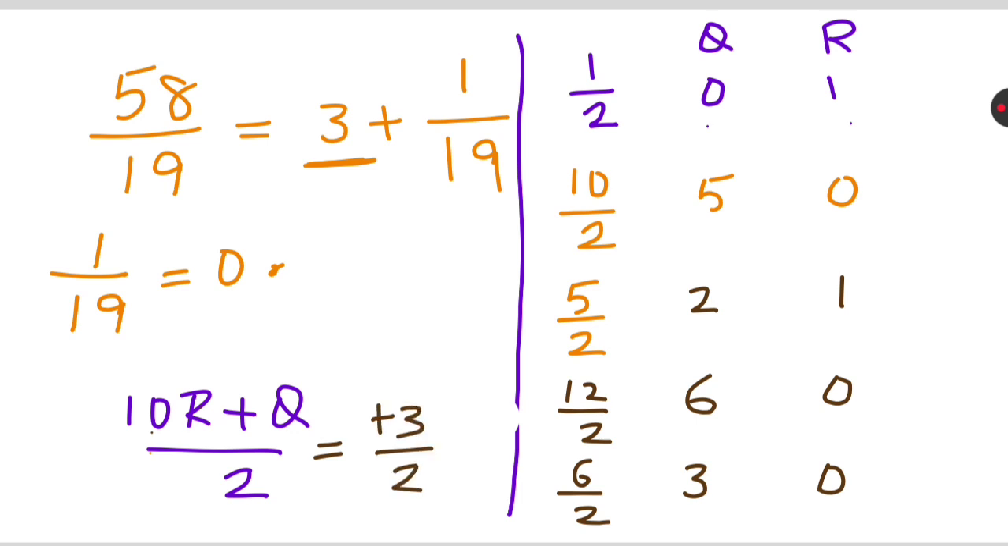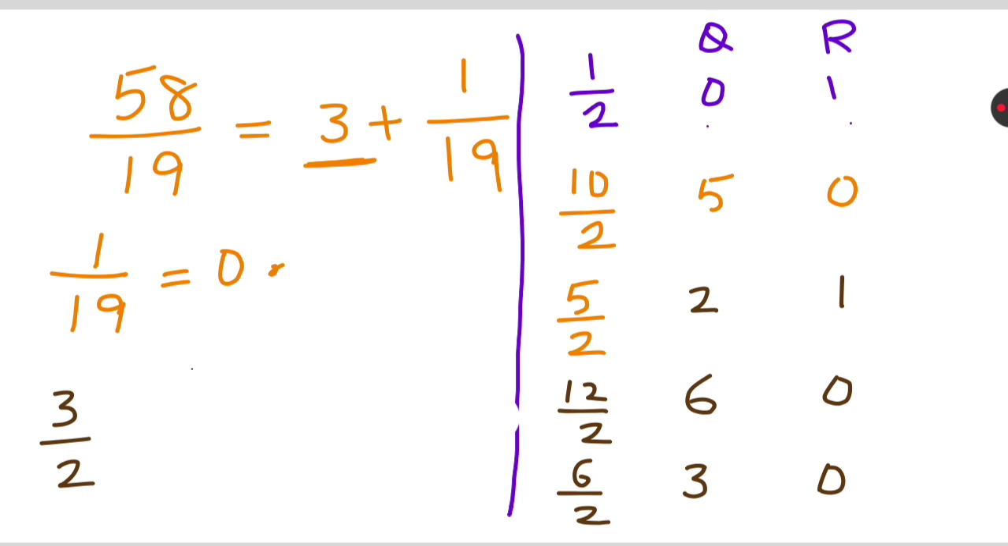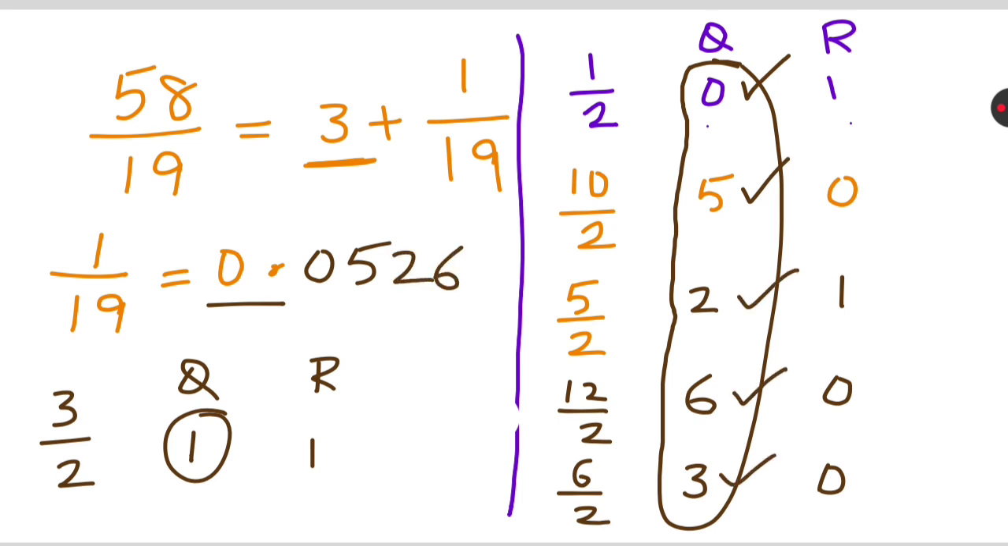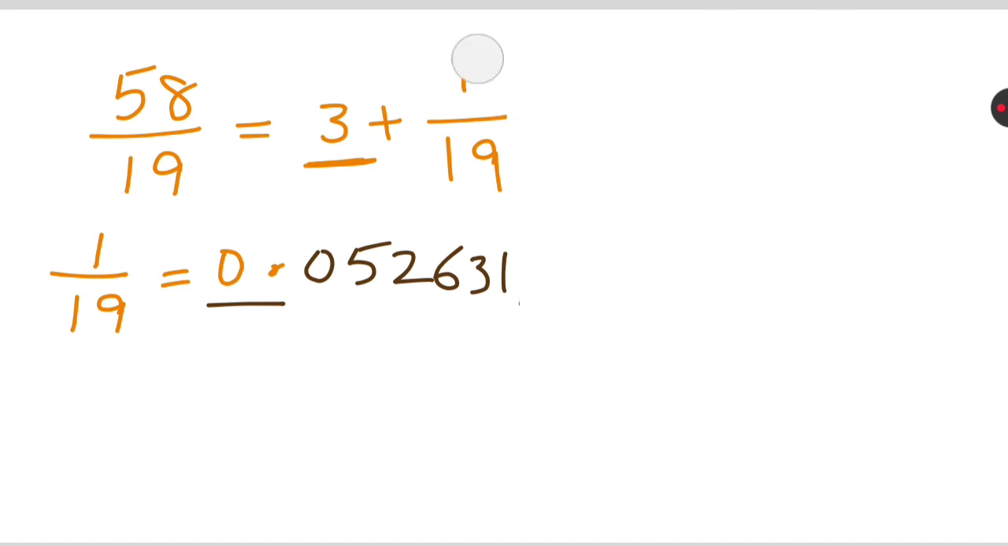So the next step is 3 over 2. So you have to take 3 over 2. When you do 3 over 2, the coefficient is 1, since 2 ones are 2. Then the remainder is 1. Almost we got 6 digits. 1, 2, 3, 4, 5 and here 6. So the result is 0 point, then you have to write 0, 5, 2, 6, 3 and 1. This is the result of 1 divided by 19.